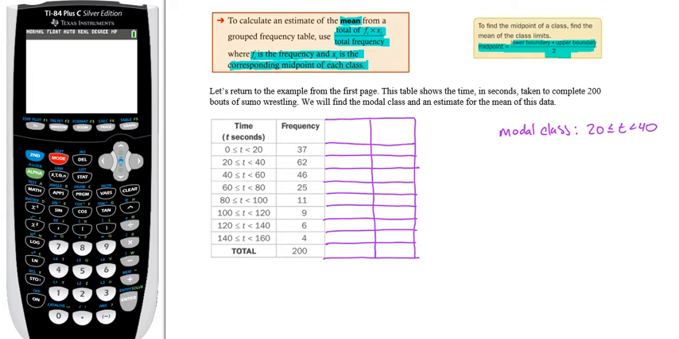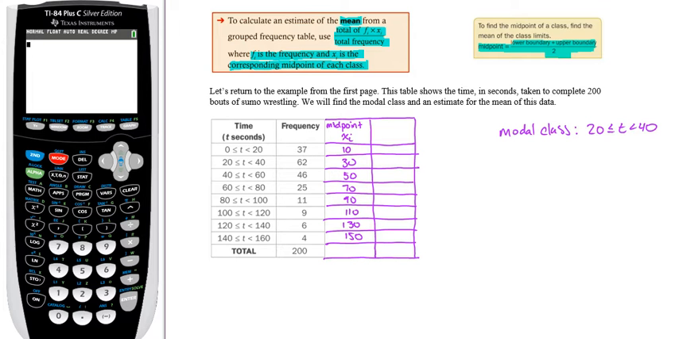So what we do instead is we identify the midpoints of each of the intervals, and we call that x. And so it's going to be 10, 30, and so on. And so when we're finding the midpoints, that'll be 50, 70, 90, 110, 130, 150. That allows us to assign values to each of the frequencies.